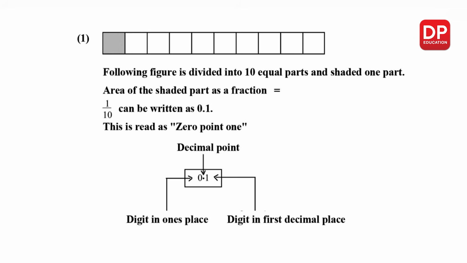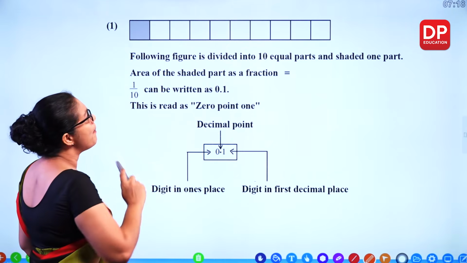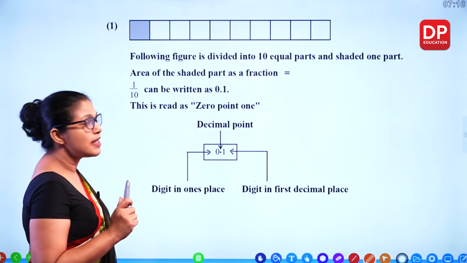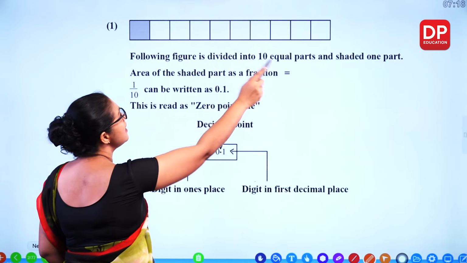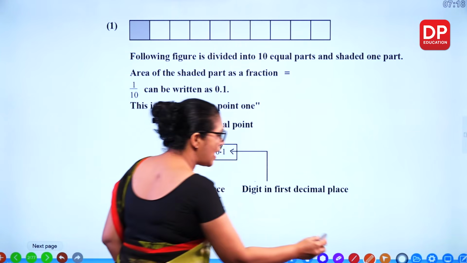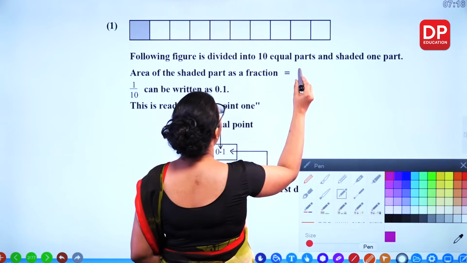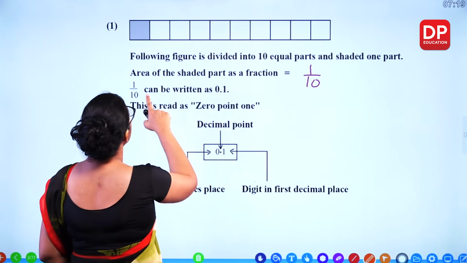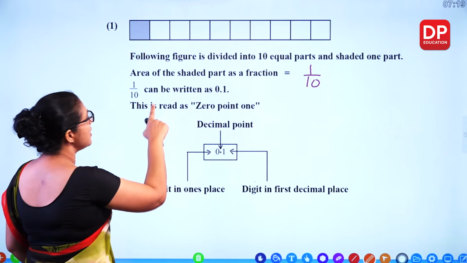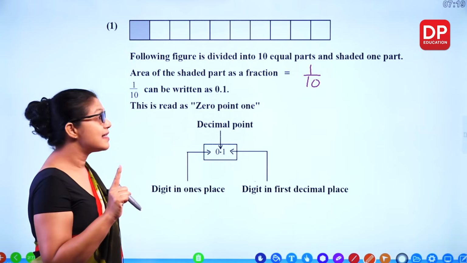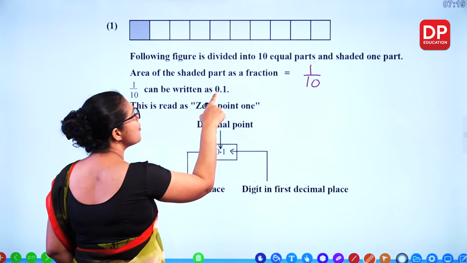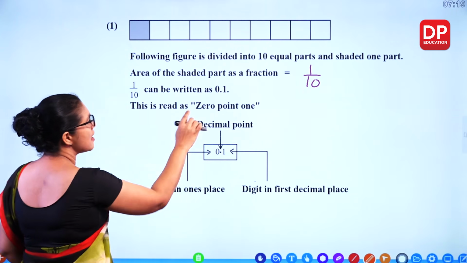Following figure is divided into 10 equal parts and shaded only one part. So what's the area of the shaded part as a fraction? Out of 10, one part is shaded. So you can write 1 out of 10. So 1 out of 10, how can we write as a decimal? So we can write 1 over 10 as 0.1.